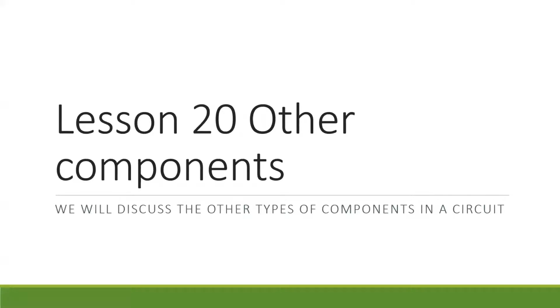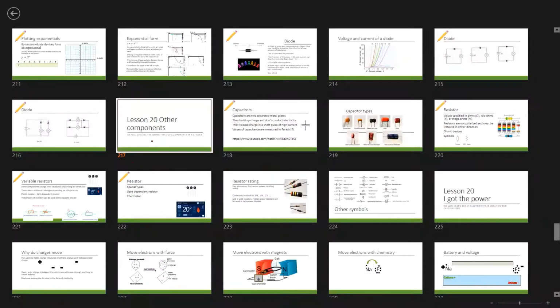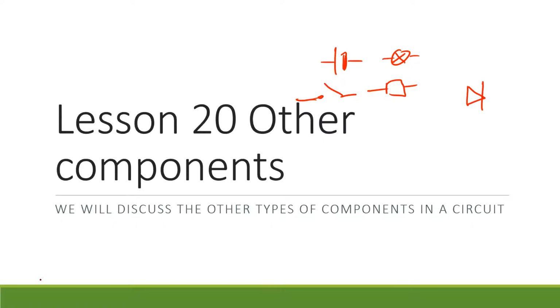Lesson 20, other components. We will discuss the other types of components in a circuit. So when we talk about circuits, we've talked about the battery, light bulbs, resistors, and switches. These are our standard things. Then yesterday we talked about diodes. And so I guess what we want to do today is talk about these other components that we don't normally talk about.